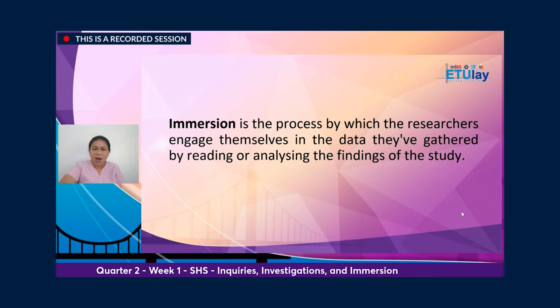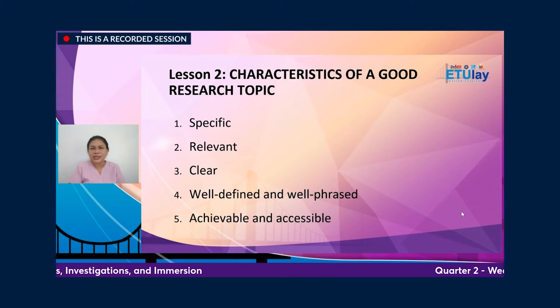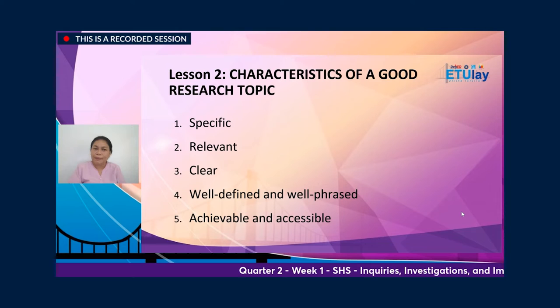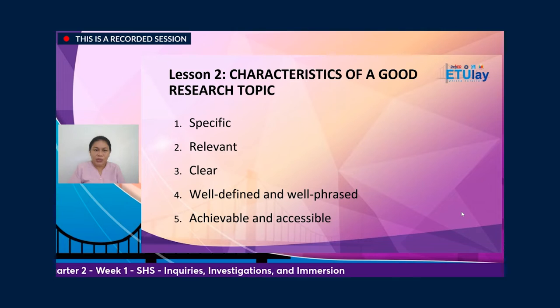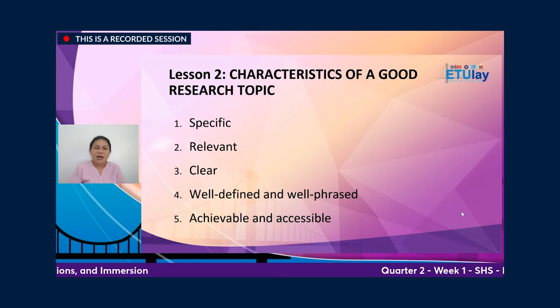Okay. Now, let's go to the characteristics of a good research topic. A good research topic should be number one, specific. Okay, number two, relevant. 3, clear. Okay, 4, well-defined and well-phrased. 5, achievable and accessible.